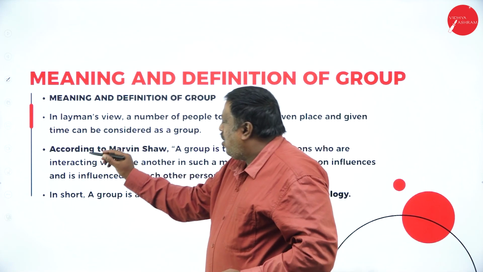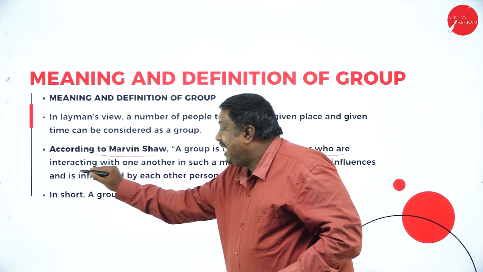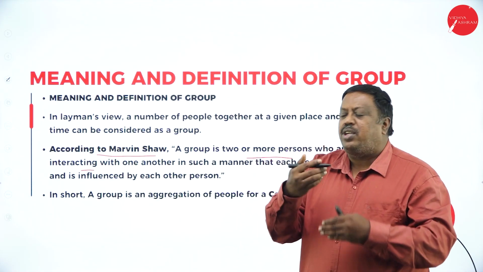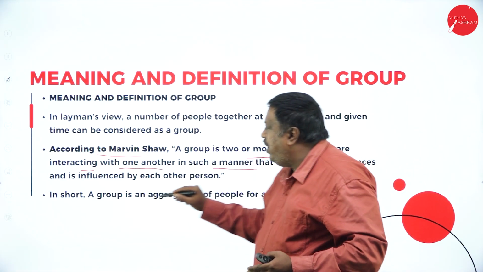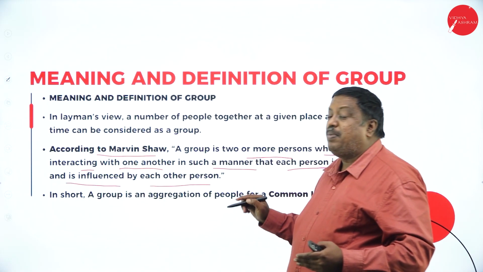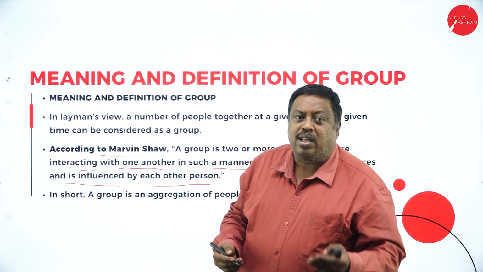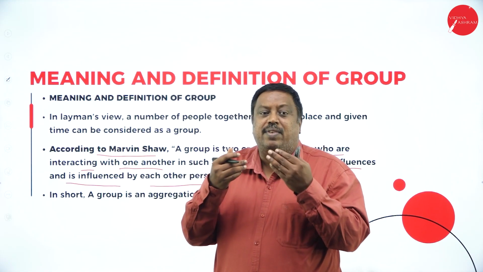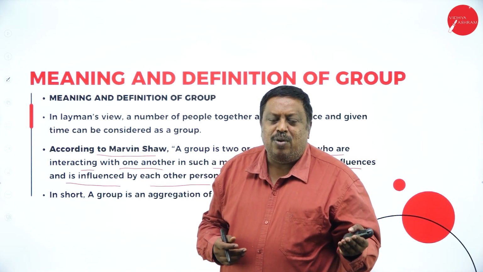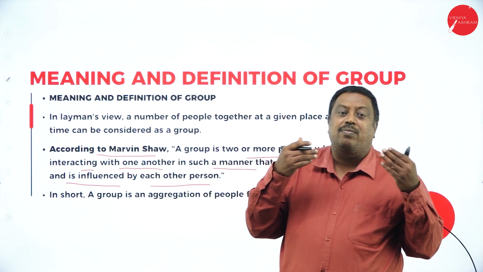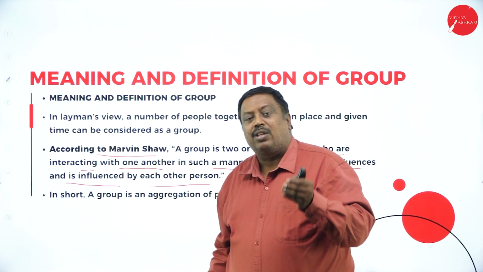According to Marvin Shaw, a group is two or more persons who are interacting, meaning they are discussing with each other, in such a manner that each person influences and is influenced by each other person. When I am talking to you, it influences you to talk about the information I am discussing with you. So when you discuss, I may talk on the same topic, what you want to say and how it is going to be worked out. Like this, it influences other people also to discuss the same topic.